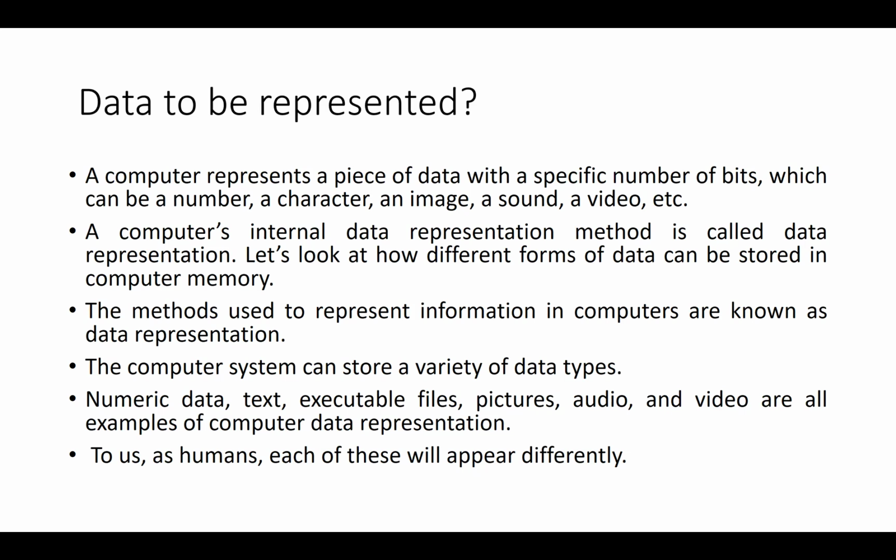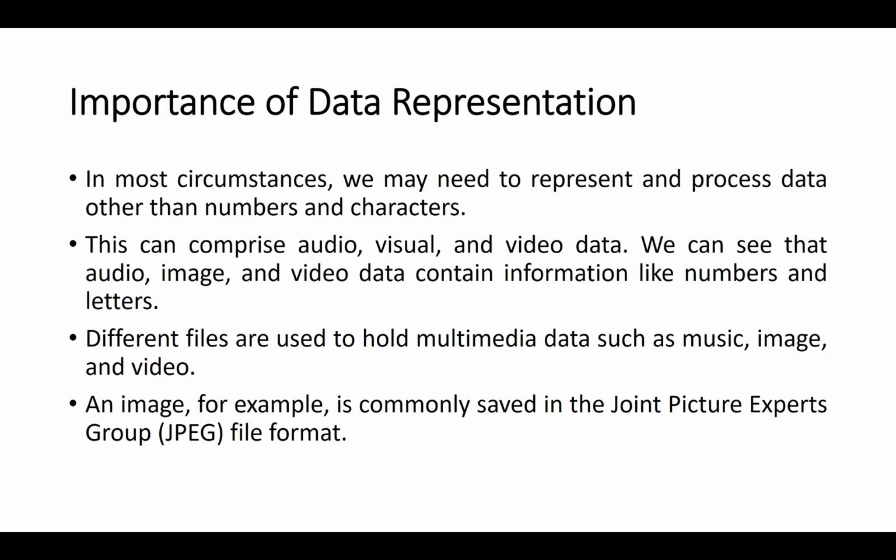Let's look at the different forms in which data can be stored in computer memory, which is known as data representation. The computer system can store a variety of data types. So we can say some examples: numeric data, text, executable files, pictures, audio, video, all are different types of computer data representation. To us as humans, each of these will appear differently.